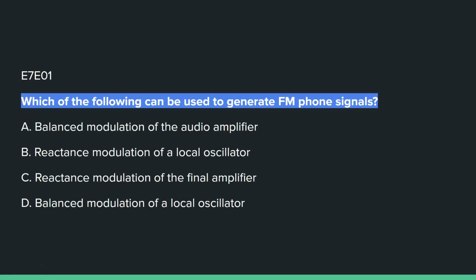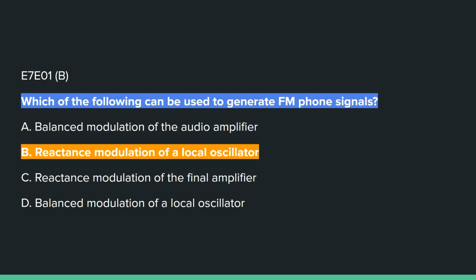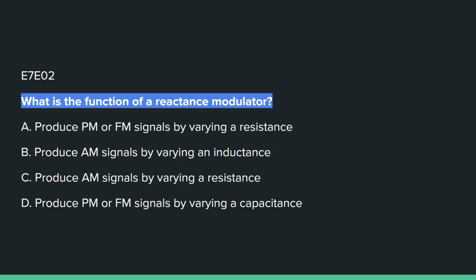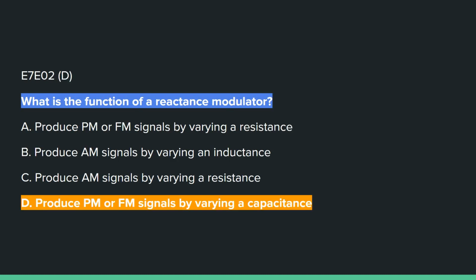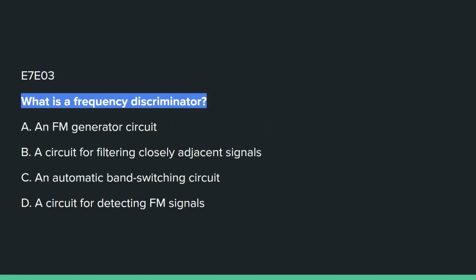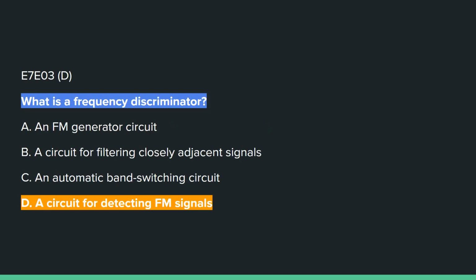E7E01, which of the following can be used to generate FM phone signals? B. Reactance modulation of a local oscillator. E7E02, what is the function of a reactance modulator? D. Produce PM or FM signals by varying a capacitance. E7E03, what is a frequency discriminator? D. A circuit for detecting FM signals.